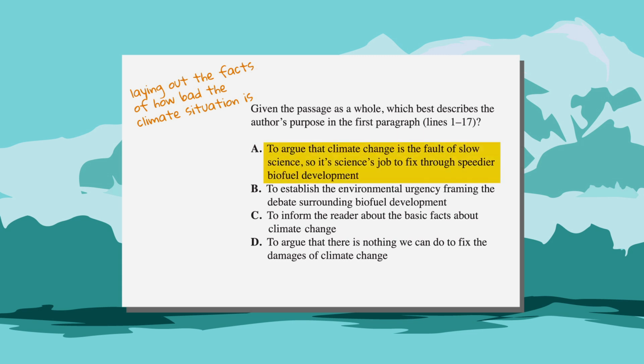Answer choice A talks about slow science and the need for speedier biofuel development. That clearly doesn't match our own answer, so we can eliminate it. Answer choice B states that the paragraph sets up the environmental urgency that motivates the discussion of biofuel development in the rest of the passage. That's pretty close to what we said, so let's keep it for now. Answer choice C states that the paragraph gives us the basic facts about climate change. That's technically true, but a little too general and broad. We'll hold on to it for now.